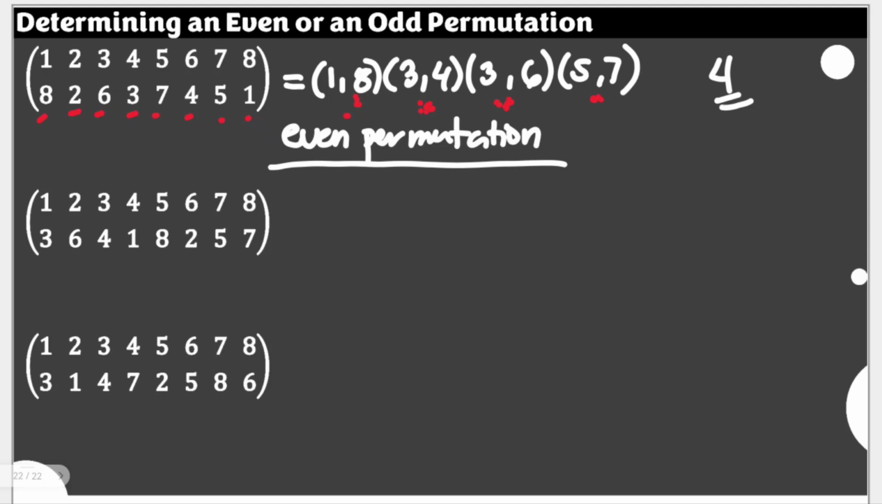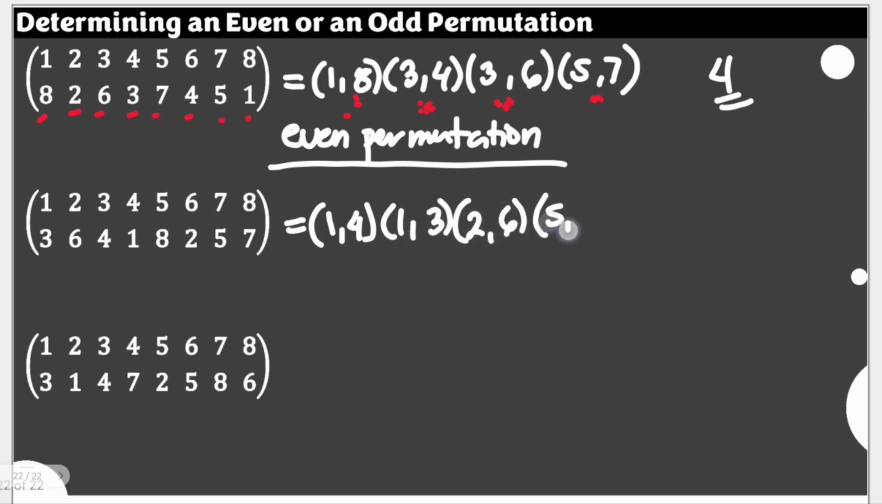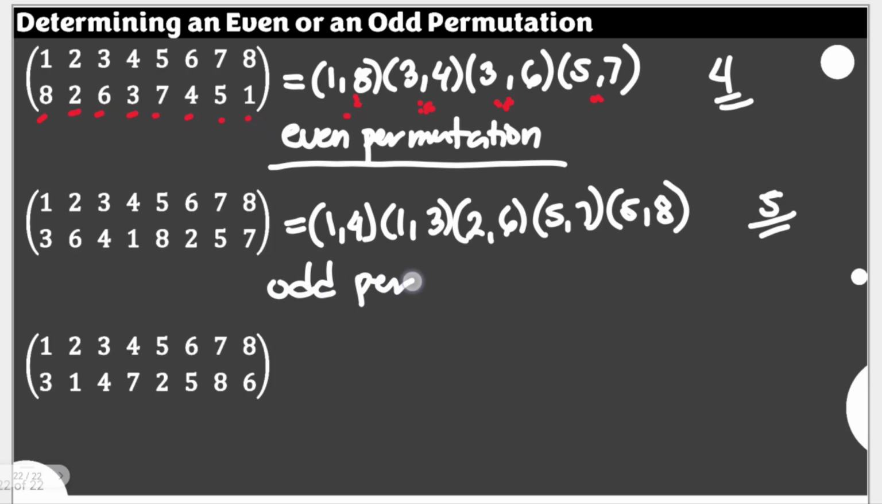Now let's proceed to the second. In the previous video, this could be expressed as this product of transpositions: 1, 4, 1, 3, 2, 6, 5, 7, and 5, 8. As you can see, there are 5 transpositions here. This would mean automatically that this permutation here is an odd permutation. If you would like to verify again, you can do it like this.